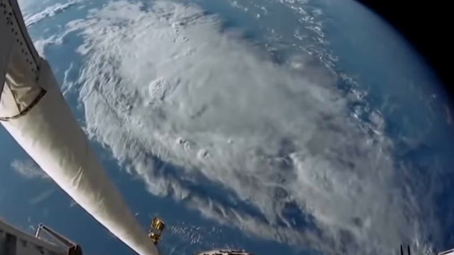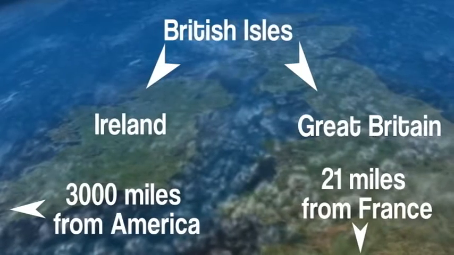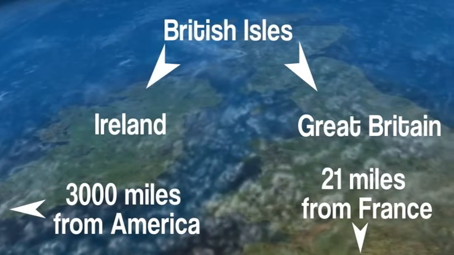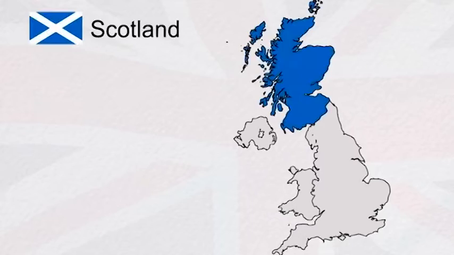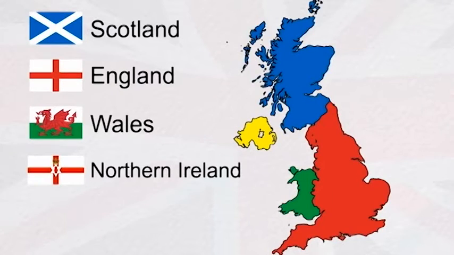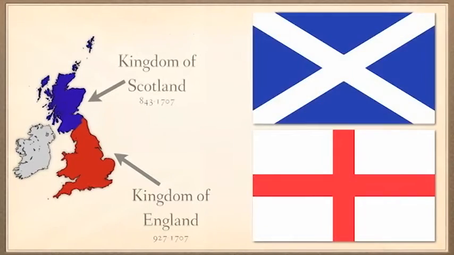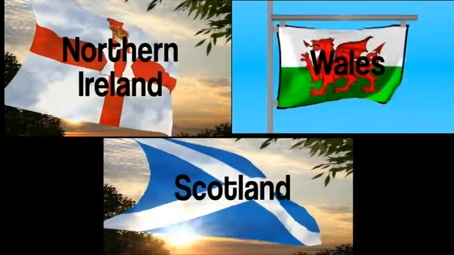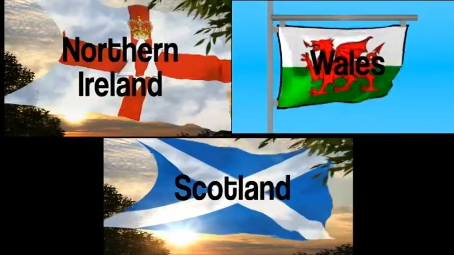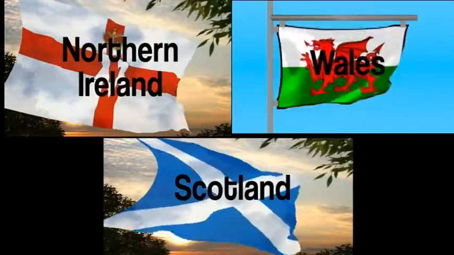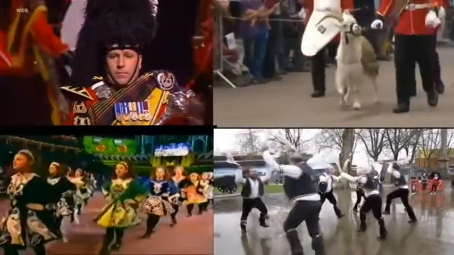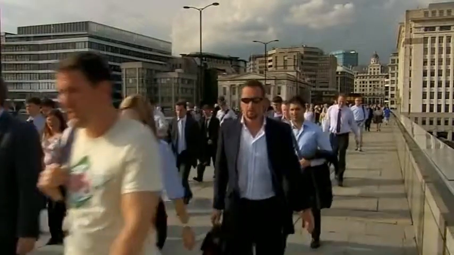From space, you can see the two largest of the British Isles, Great Britain and Ireland, as if floating in the Atlantic, 3,000 miles from America and 21 miles from France. The United Kingdom of Great Britain and Northern Ireland is a country that consists of four co-equal and sovereign nations: England, Wales, Scotland, and Northern Ireland. Each of these constituencies, except for England, has its own parliament and its own slightly differing legal procedures. But whether people living in these constituent countries call themselves Scottish, Welsh, Irish, or English, they are all British citizens.